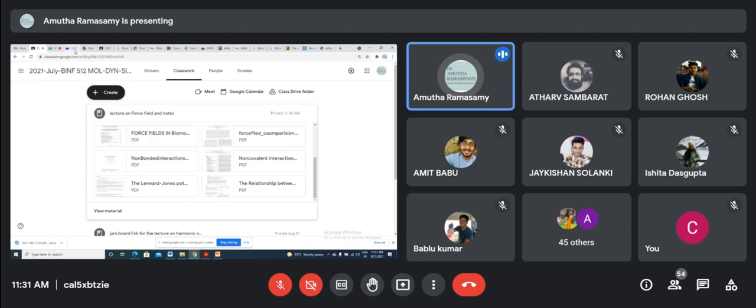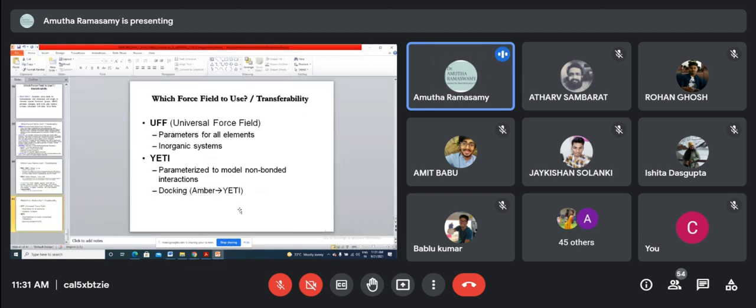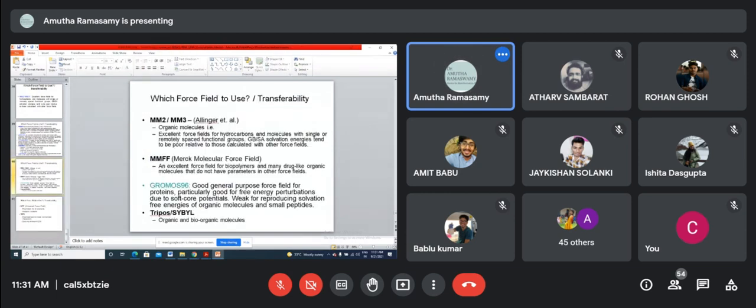So I have posted it, and now these are not needed. Universal force field, UFF, is fine. This one is not needed. This is not updated, so no need for this.